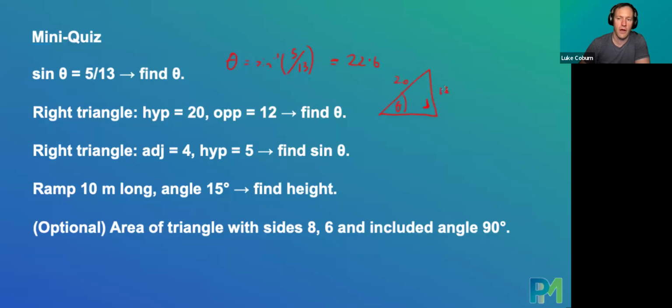So we have the opposite. This is like SOH-CAH-TOA, so this is sine. So we have that sine of theta is equal to 12/20. That's the same as 6/10, which is the same as 0.6. So sine of theta is equal to 0.6, so theta is equal to sine inverse of 0.6.